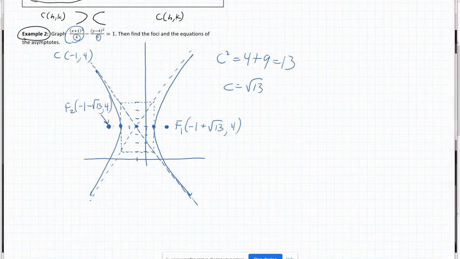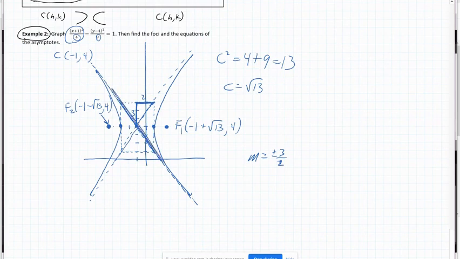Okay, and now the equations of the asymptotes. We need the slope, so we can get that from the box. If we're at the center, we go up 3 and over 2, up 3 and over 2 to create this slope triangle. So we know our slope is up 3 and over 2, so it's plus or minus 3 halves, depending on which asymptote. So this one is a positive 3 halves. This asymptote has a slope of -3 halves.